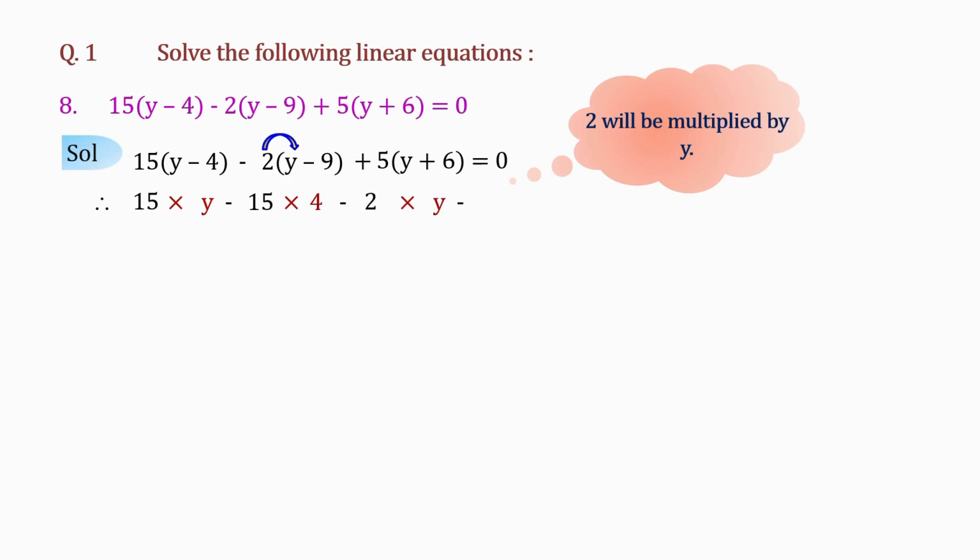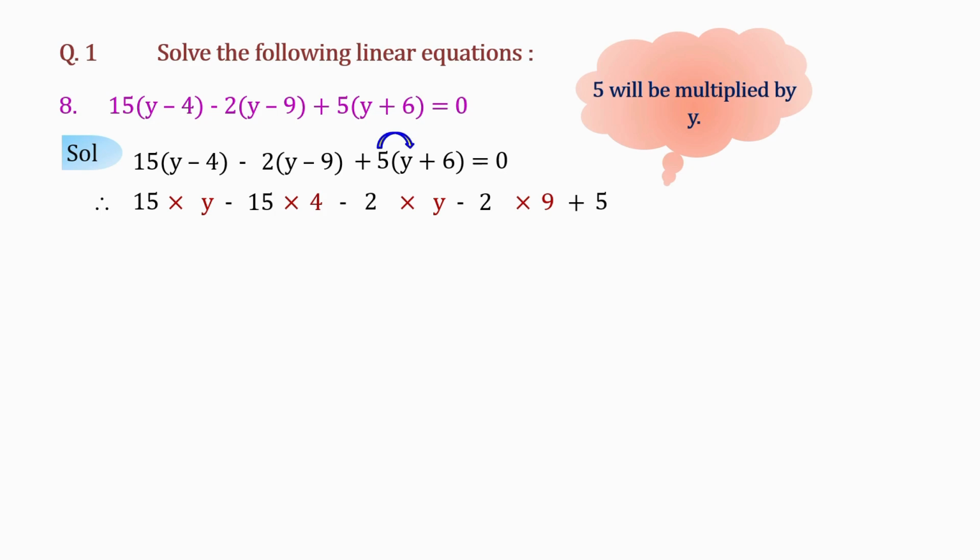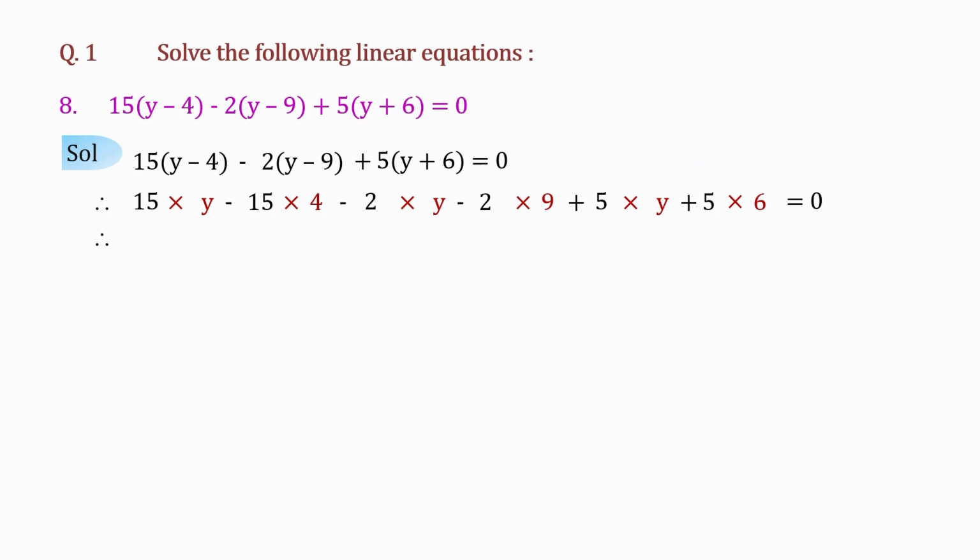Now this time be careful about the sign, because minus 2 is going to multiply with minus 9, so it will become plus. Though here there is a typing mistake, it should be plus 2 into 9. Now we are going to open the third bracket. Now while multiplying, in this step it was corrected.